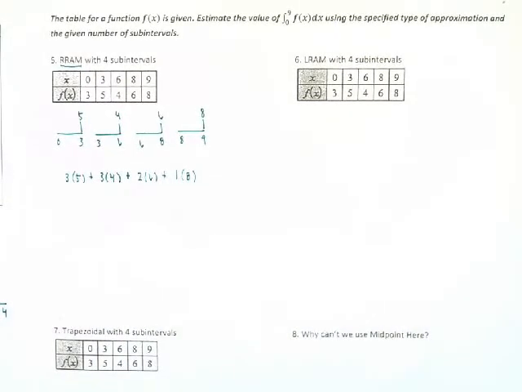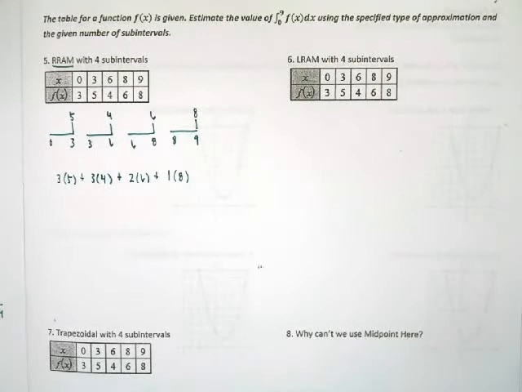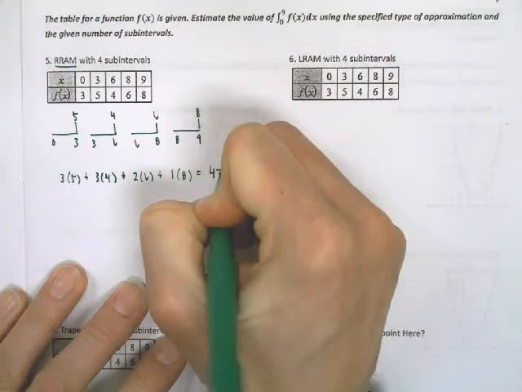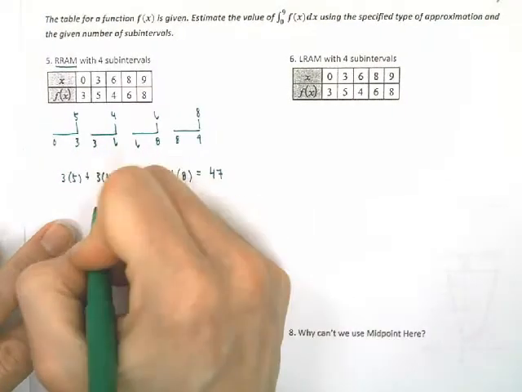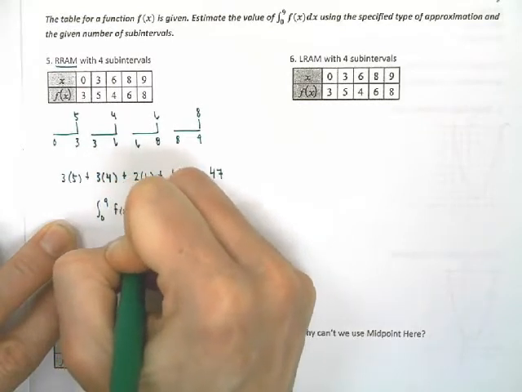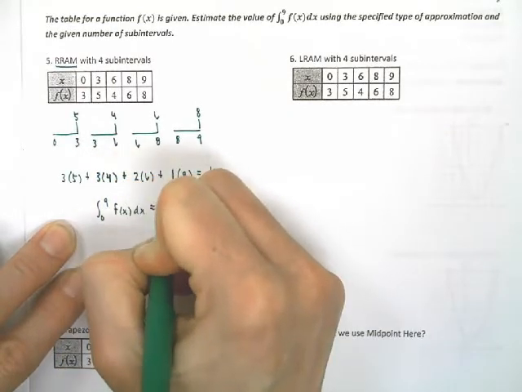So let's see, if I add 15 plus 12 plus 12 plus 8, I get 47. So in this case, the integral is approximately 47.